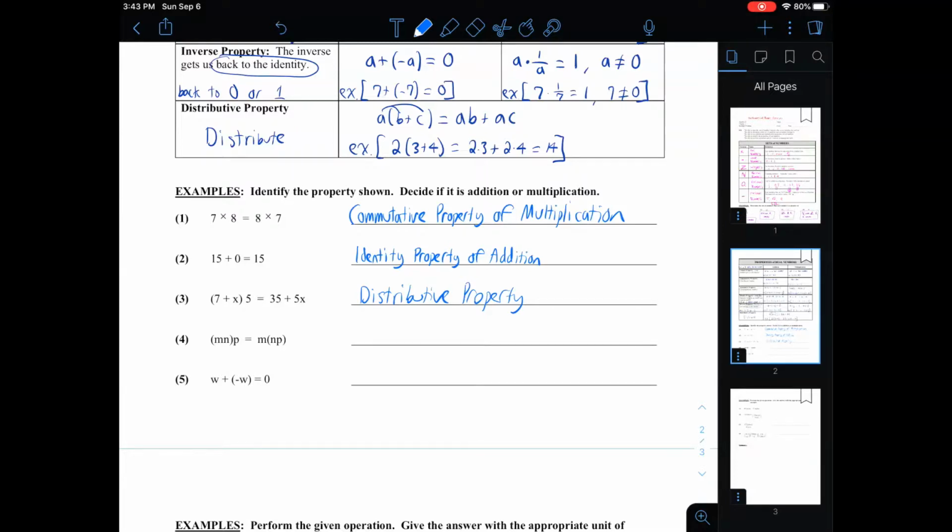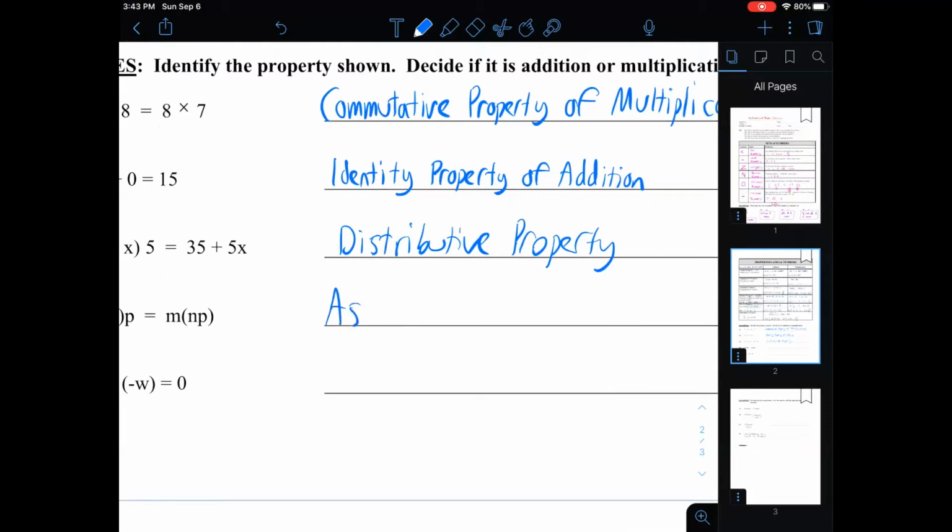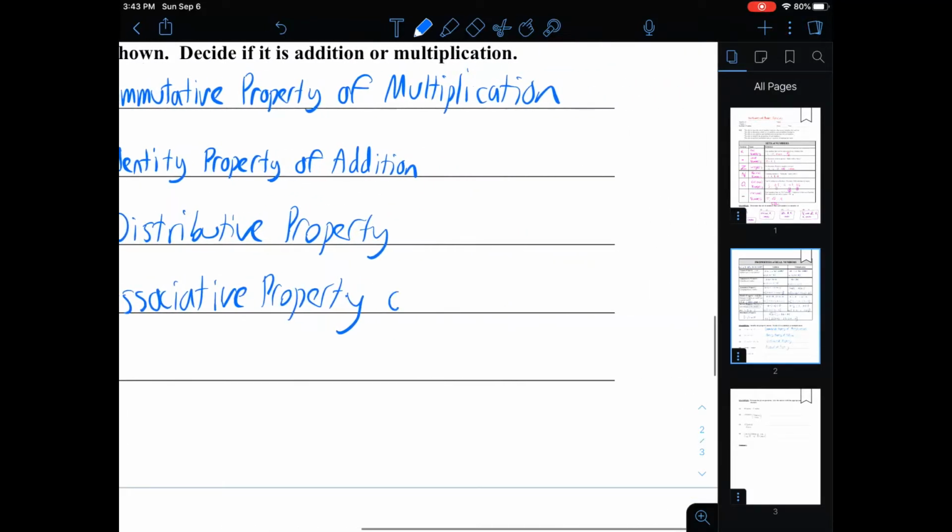All right, number 4, m times n, grouped times p, equals n times p, grouped times m. What did we change? We changed grouping, so that's going to be associative property of, are we doing multiplication or addition? It is multiplication.